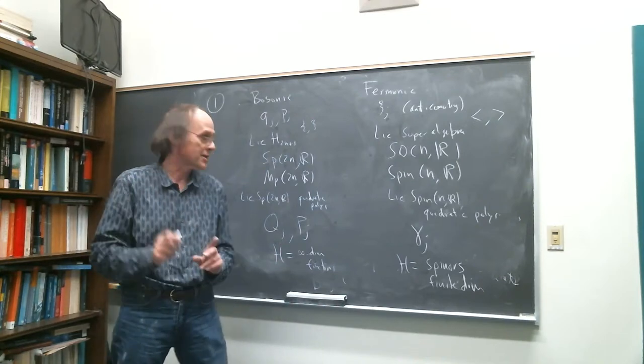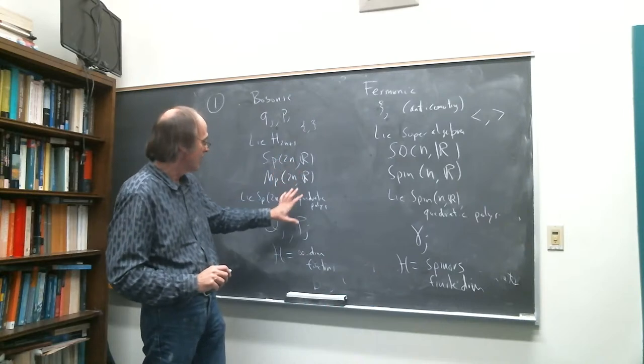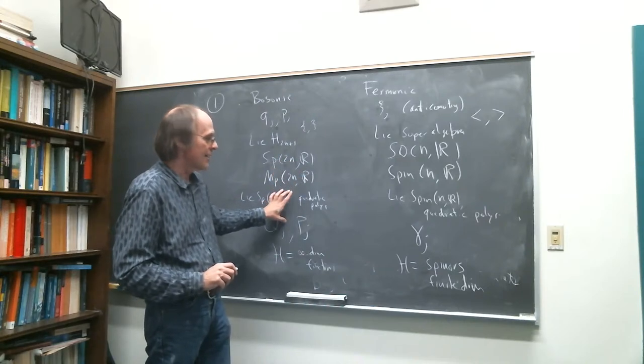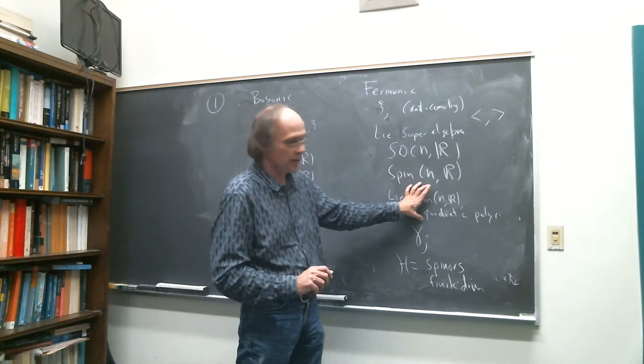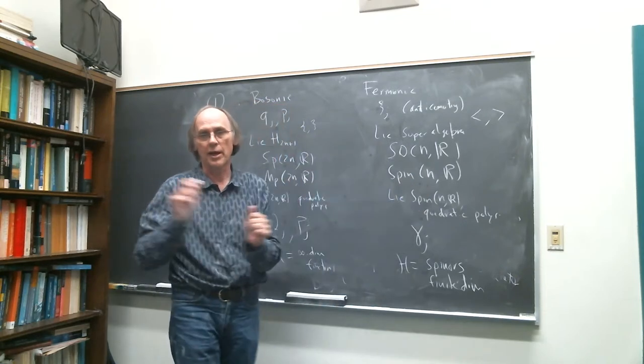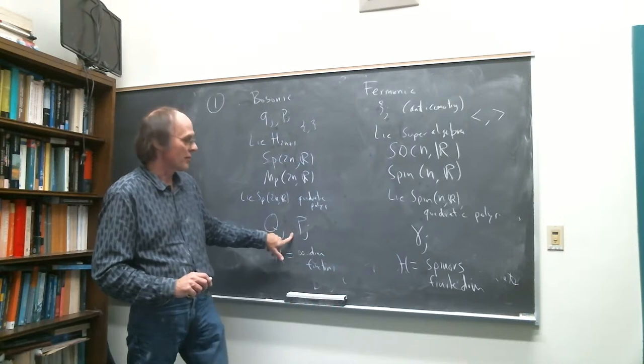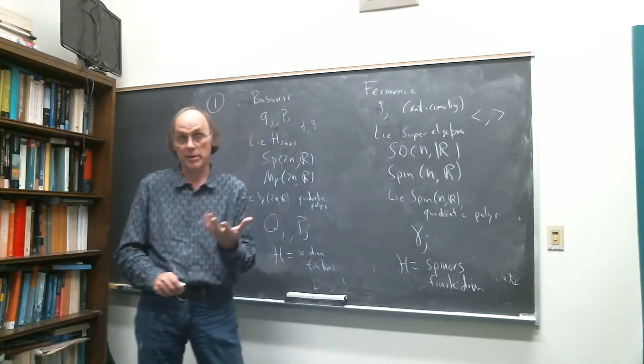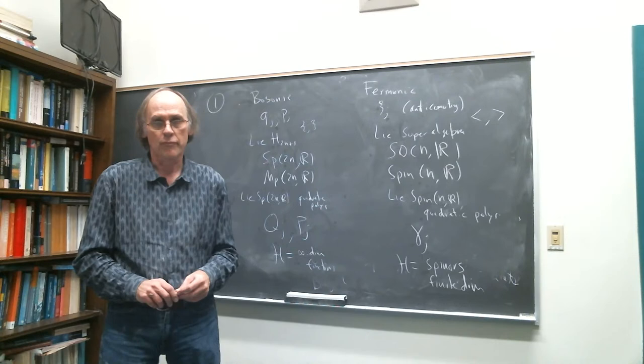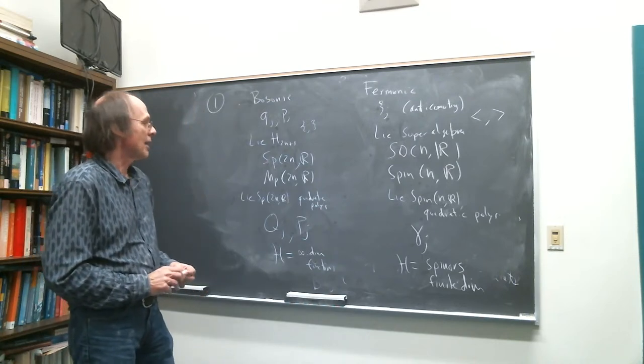The main example of that would be the Dirac operator. You take this picture and put it together with this picture, and then you get something that has a product of one of these and one of these, and that's going to be the Dirac operator. Okay, so that's that story.